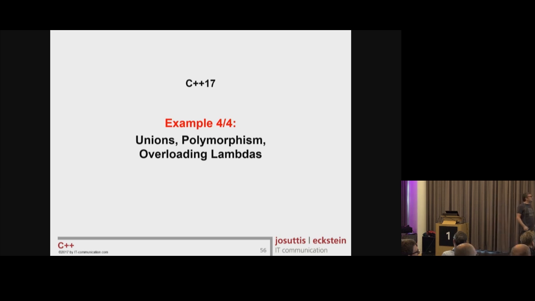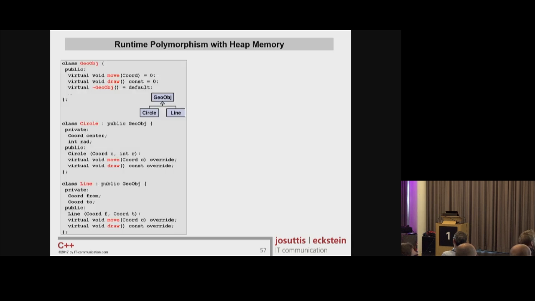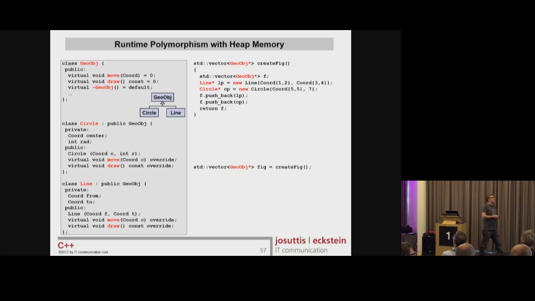Okay, last example. Unions, polymorphism, overloading lambdas. That's one of my favorites, and it solves the following problem. If we have polymorphism the classical way, we would implement this with inheritance, saying I have a base class, geometric objects, and two concrete classes, circle and line. So let's create an object. The problem is, to have polymorphism, you need a vector of pointers, and because it's pointers, you need new, because otherwise, after the creation of the vector, the element might be destroyed, but you still use the pointer.